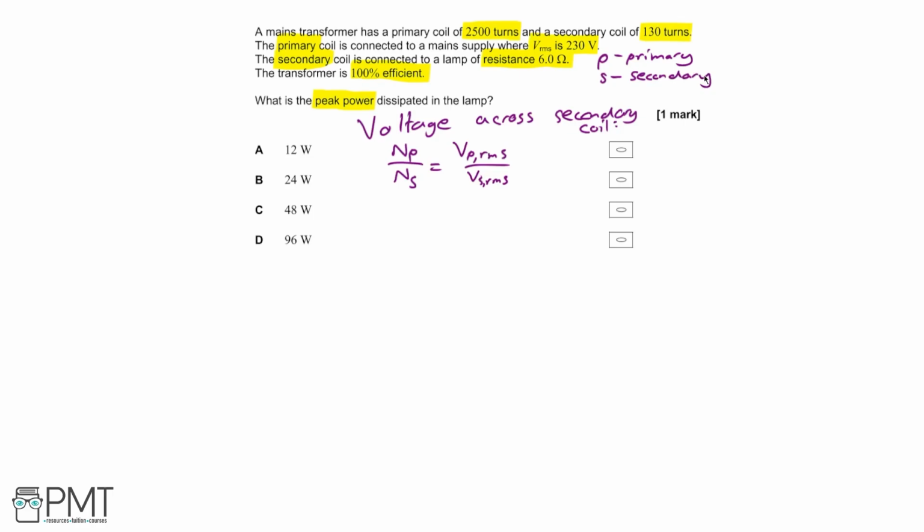Note that we know to use this equation because we've been given the number of turns in both the primary and secondary coils, as well as the voltage across one of the coils. Rearranging, we find that V_S RMS is equal to V_P RMS multiplied by N_S divided by N_P. Note that here we've been able to use the RMS values of both the primary and the secondary coil voltage. This is fine because both of them are related to their peak voltages by the same factor.